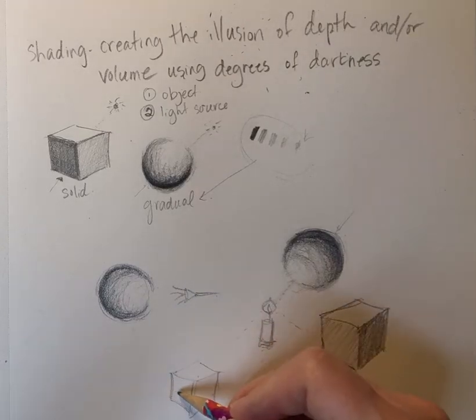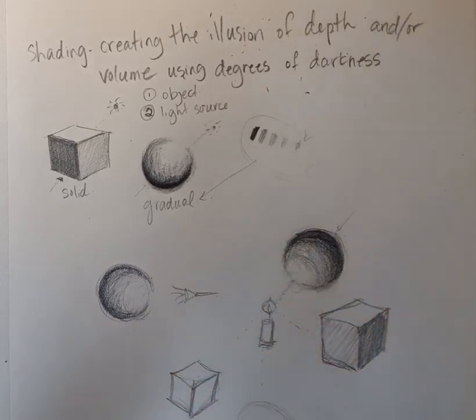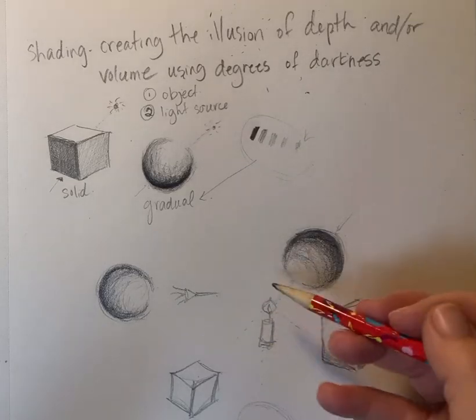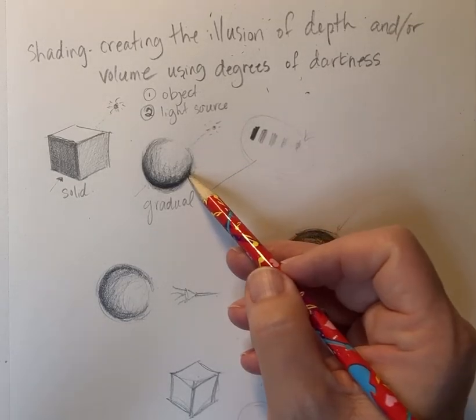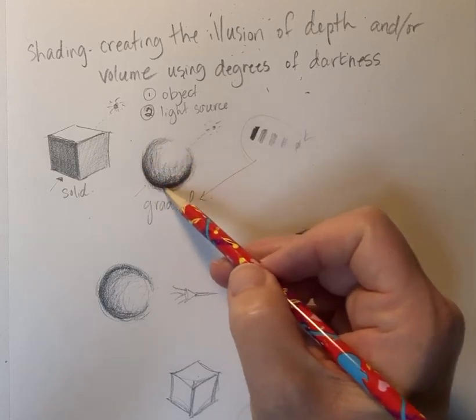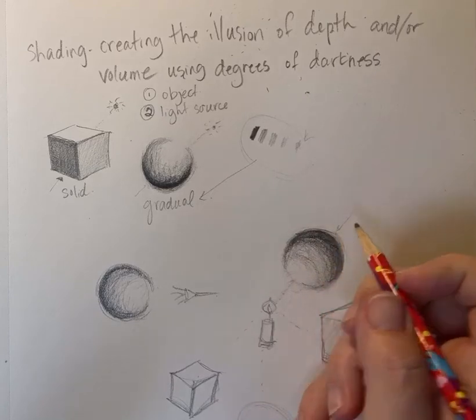And I do want to show you one more thing with this lesson, and that is the idea that sometimes there's going to be an object that has both solid and gradual shading that we're going to have to use. And so for this example, we're going to use our cylinder. So remember, we know how to make a circle turn into a sphere now. We know how to turn it into a bowl, and we know how to turn it into a cylinder.